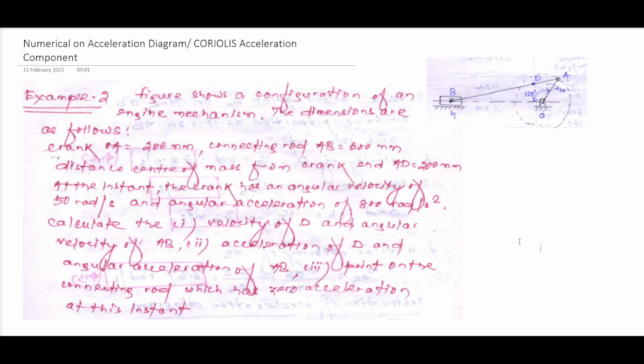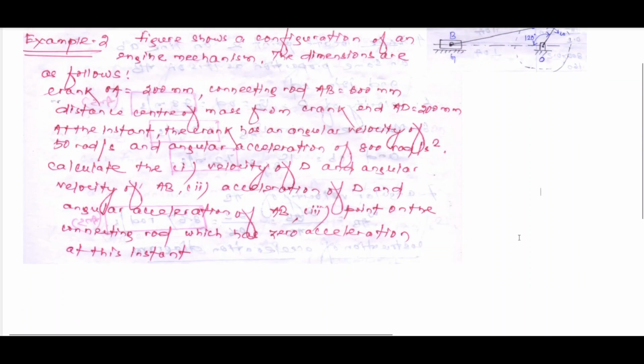and the angular acceleration is given as 800 radian per second square. We have to calculate the velocity of point D and the angular velocity of AB, that is the connecting rod, and second, the acceleration of D and the angular acceleration of AB. Then we have to find a point on the connecting rod which has zero acceleration at this particular instant. Okay, so to proceed further, first let us note down the given data.